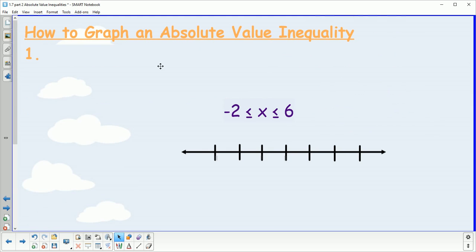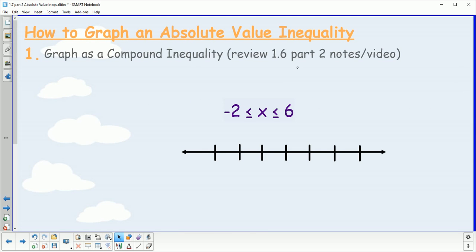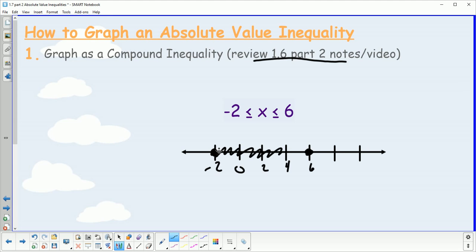And now we want to graph it the same way that we graphed compound inequalities, and you may want to review 1.6 Part 2 notes and that video. So you see we have the same inequality here that we solved before. If I put 0, and then I count by 2's, both of these are going to be closed circles because we have the or equal to piece, and values that would make this true would be in between, in the shared space. So we're going to shade in between.